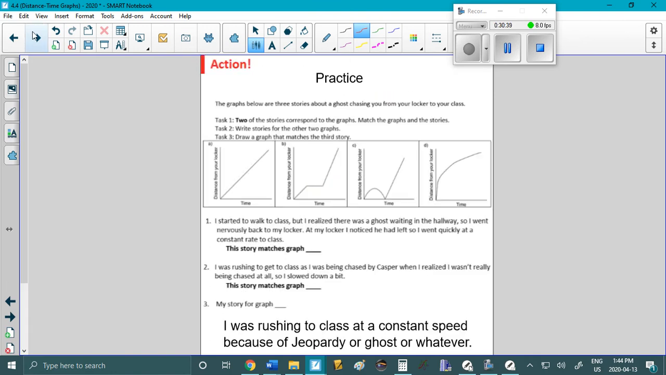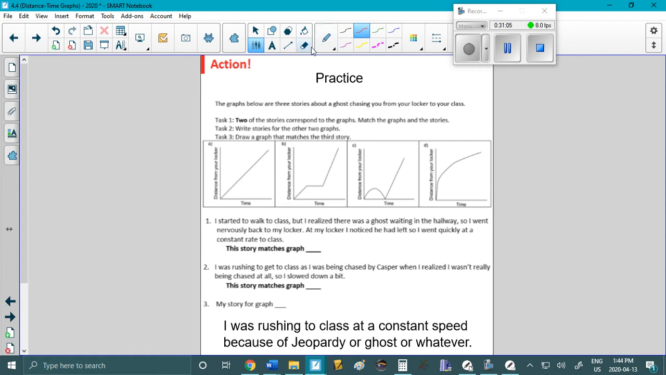Okay, so there's the exit card again. Here's the practice. I'm going to just take you through number one. There's 4 graphs here. I want you to pick which graph makes sense. So I started to walk to class, but I realized there was a ghost waiting in the hallway. So I went nervously back to my locker. At my locker, I noticed he had left, so I quickly went at a constant rate to class.